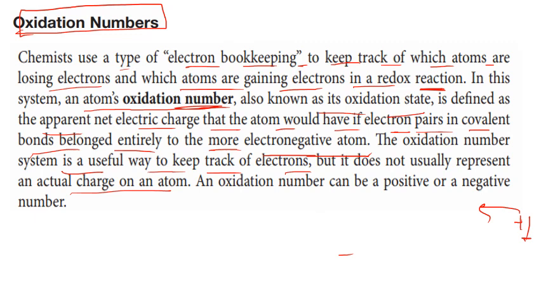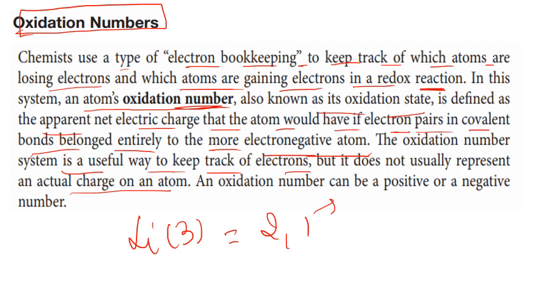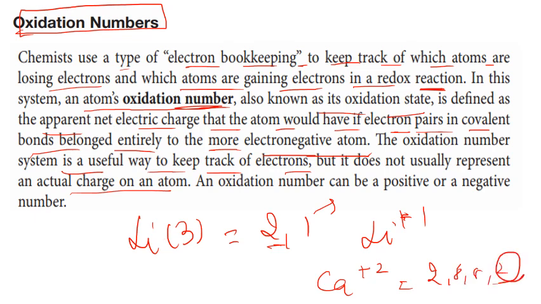For example, let's talk about lithium. Lithium is atomic number 3. It is 2 and 1. It needs to lose one electron so that it can become stable, right? It will have two. So lithium has oxidation number +1. Similarly, you can try magnesium and calcium. They will have oxidation number +2, because their electronic configuration is something like this. They have 2 at the end, right? So they need to lose 2 electrons.